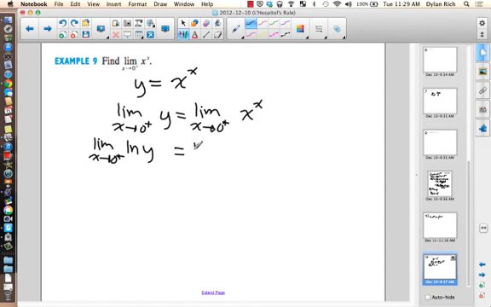The natural log of y equals the limit as x approaches 0 from the positive side of x ln of x. You guys okay with me skipping that step? I brought that x that was up there right in front. John, you okay with that? Yeah. Okay. What form do I have now?